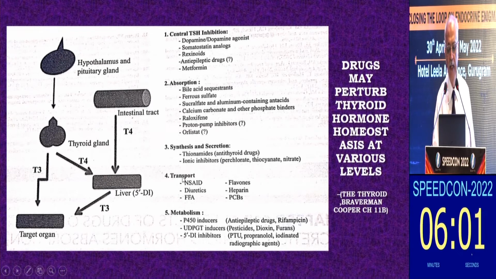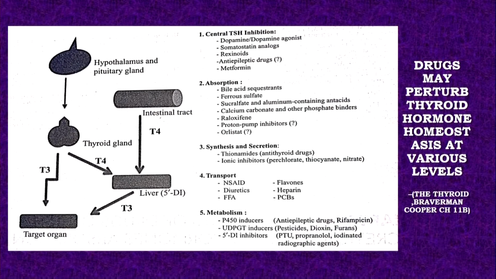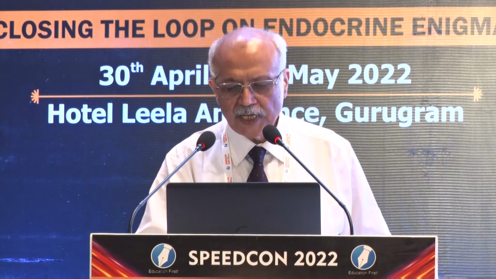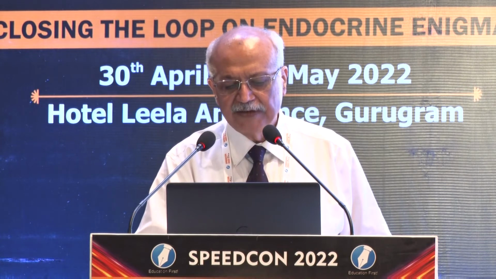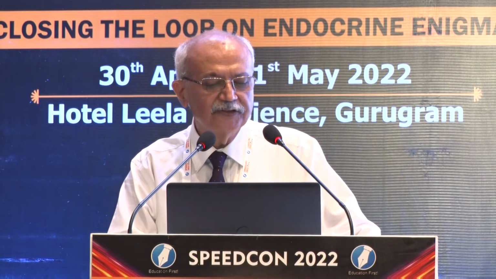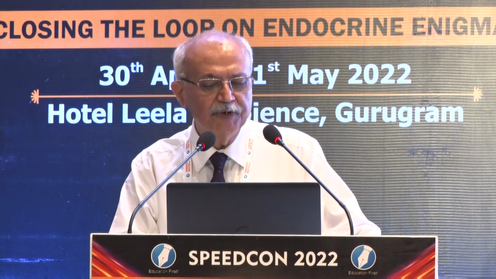These drugs are very commonly used: NSAIDs, diuretics, free fatty acids, heparin, and these can cause problems in the transport. They can displace the thyroid hormones from the bound form into the free form, causing an increase in the FT3 and FT4. And in metabolism, the inducers of P450 and the 5-DI inhibitors are all important. So lithium is a very common drug causing problems. It can cause overt or subclinical hypothyroidism. It can cause thyroiditis. Tyrosine kinase inhibitors can cause primary hypothyroidism.